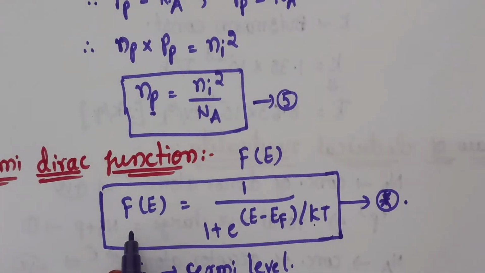This f of E is called the Fermi Dirac probability function. It specifies the fraction of all states at energy E, that is in electron volts, occupied under the conditions of thermal equilibrium.